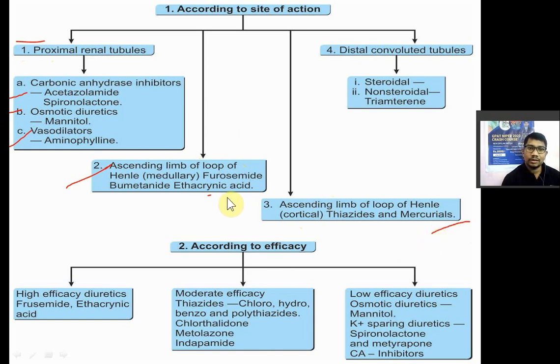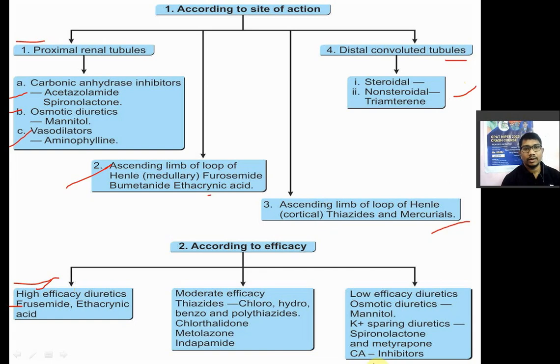And basically these thiazides act on the primary part of your distal convoluted tubule. For example, potassium sparing diuretics, steroidal drugs, non-steroidal triamterene, etc. And according to efficacy, they are classified into high efficacy diuretics, also known as loop diuretics or strong diuretics. Example, furosemide, ethacrynic acid. You have to remember.